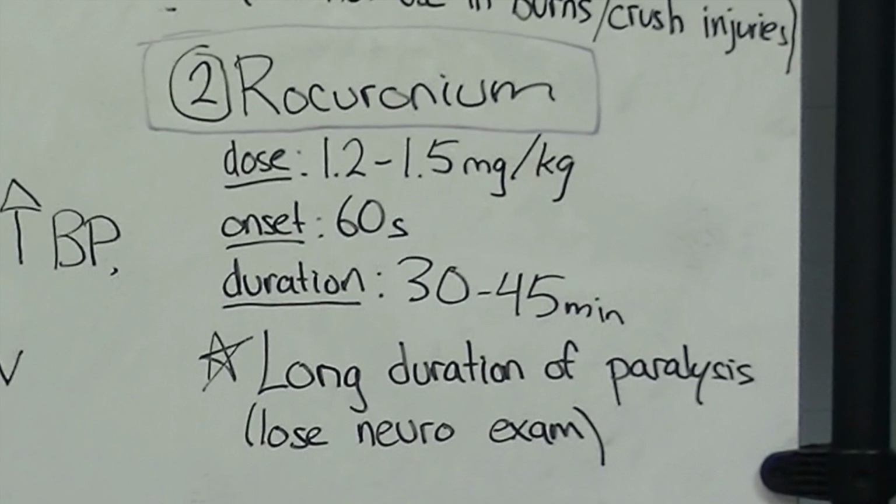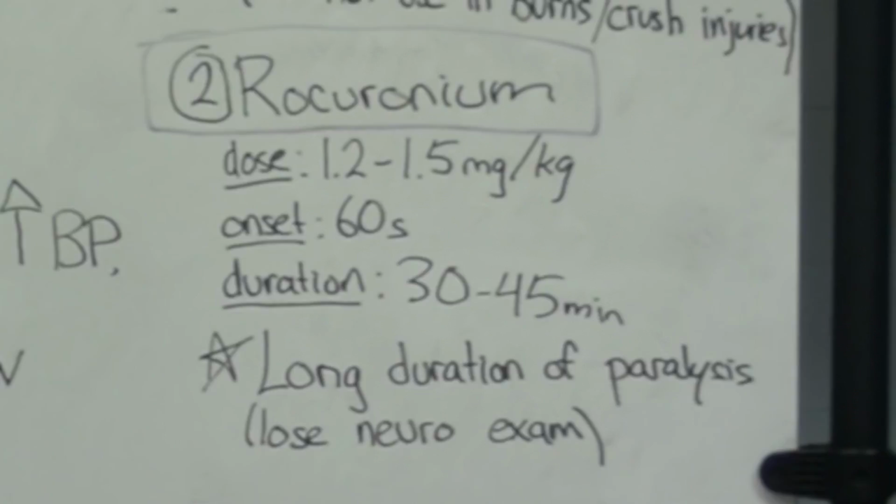This means there can be a loss of neurological exam, which is sometimes important for neurology or neurosurgery consults. In addition, sedation must be titrated so you don't have prolonged paralysis with inadequate sedation. There is currently a reversal agent called sugammadex, but we'll save that for another lecture.